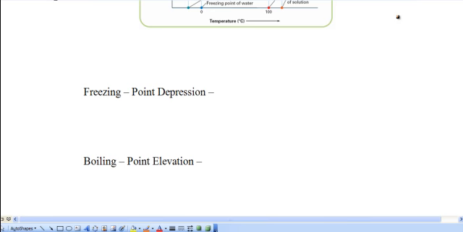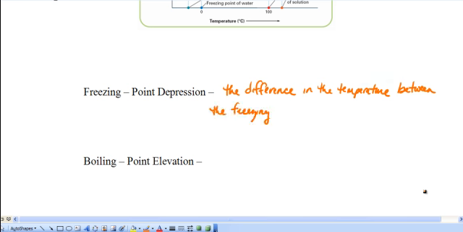Freezing point depression is the difference in freezing point, or difference in temperature, between the freezing point of the solution and the freezing point of the pure substance.